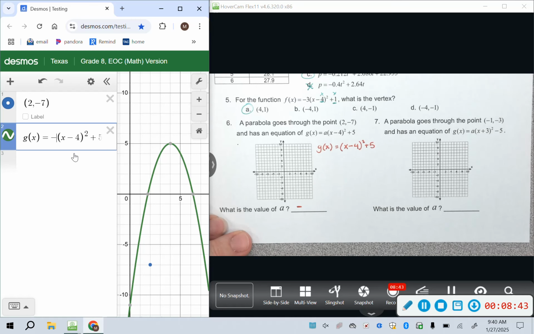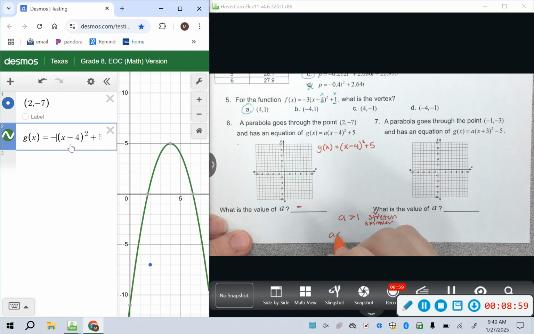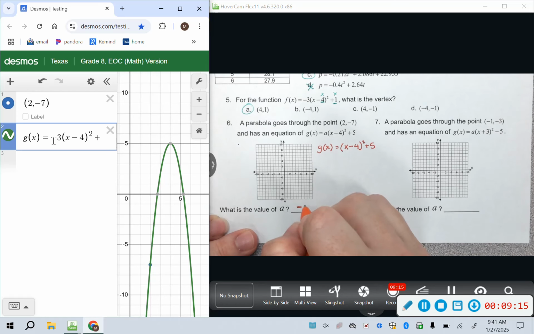And then I need it to get skinnier to go to that point. So remember, when A is greater than 1, it's a vertical stretch, which means skinnier. Now when A is between 0 and 1, that's a vertical compression, and that's when it gets wider. So knowing that, I'm going to try 2. So it got closer, but not close enough, so let's try 3, and there it goes. It goes through my point, so A is negative 3.